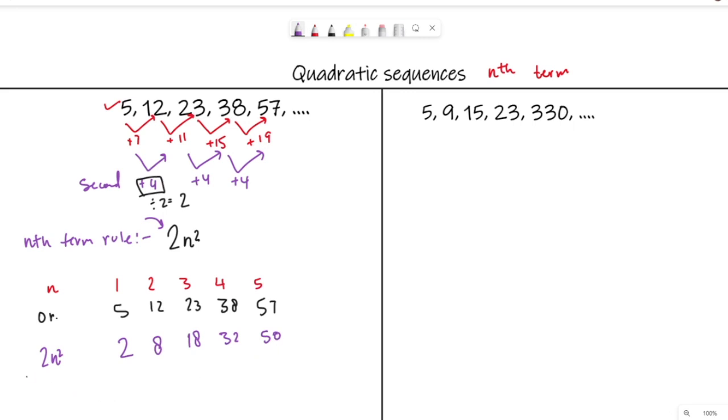So now the next step is to find the difference between the original and the new sequence. So 5 minus 2 is 3, 12 minus 8 is 4, 23 minus 18 is 5, 38 minus 32 is 6, and 57 minus 50 is 7.